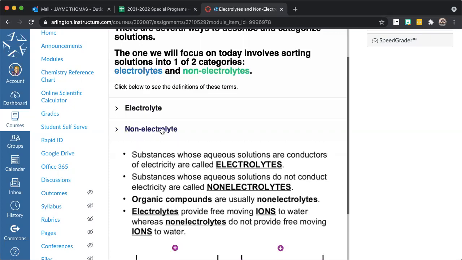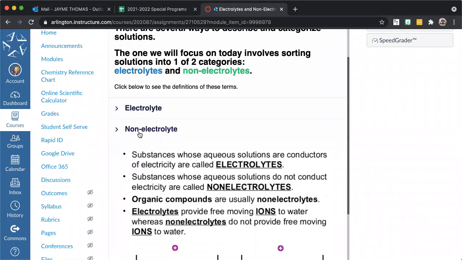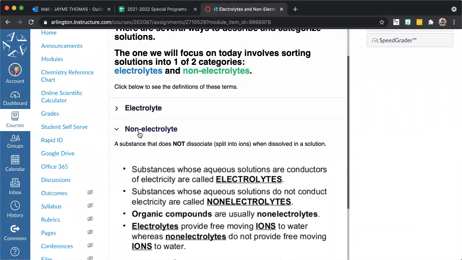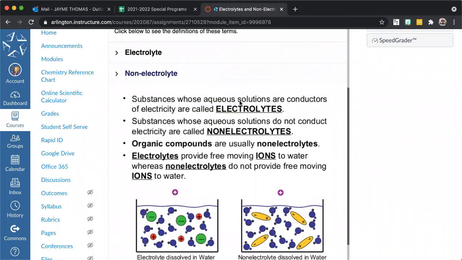So thinking back to what we just talked about with the basic solution stuff, electrolytes are going to be ionic compounds, because we just talked about that when ionic compounds dissolve, those are the ones that split into the positive and the negative ions. Non-electrolytes are going to be the polar covalent substances. So they dissolve, but they do not split into ions when you dissolve them. So it's like sugar. Okay. And so right here, it reiterates substances whose aqueous solutions are conductors of electricity. Those are electrolytes. If they don't conduct electricity, they're non-electrolytes.